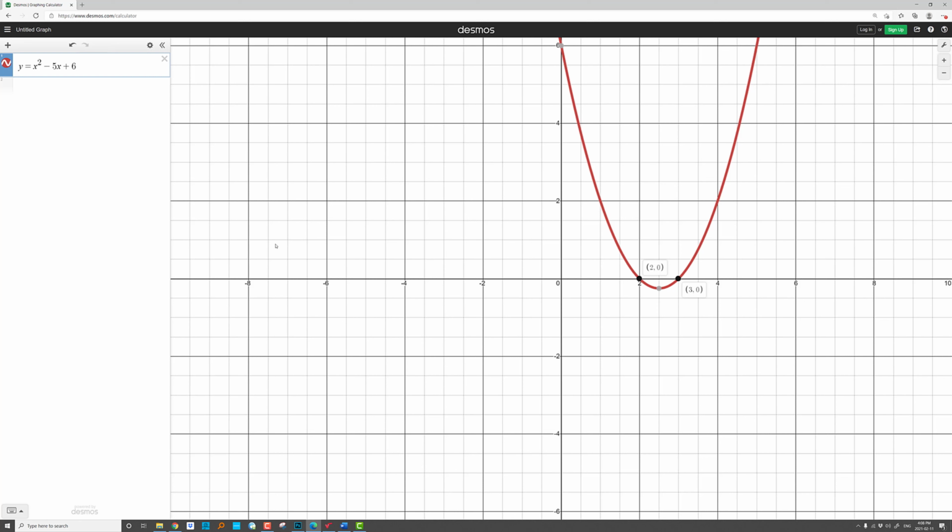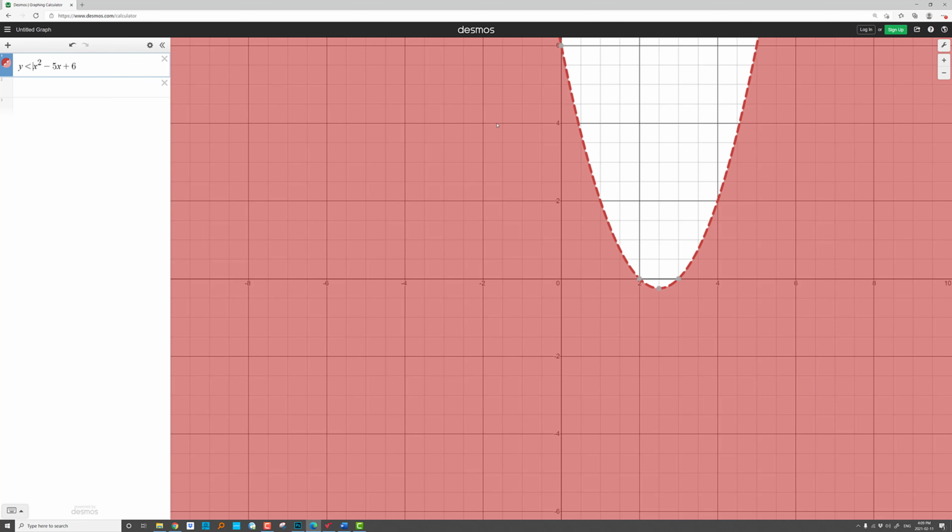So as you can see here on Desmos, we punched in the equation. 2 and 3 are the roots or the x-intercepts. And we're interested in not equals, but less than. So we change the sign to less than. We get a shaded region below. And notice how the graph is dashed. If we change this to y is less than or equals to, type in the equal sign here, it's going to be a solid line.